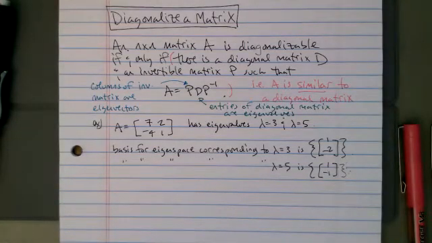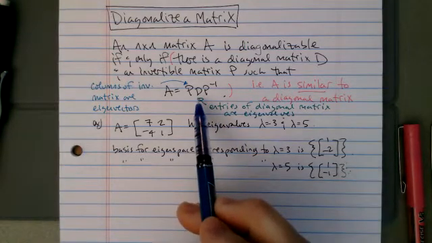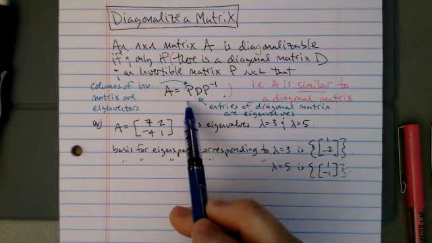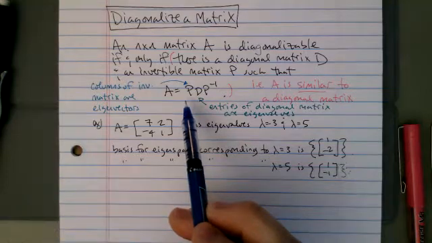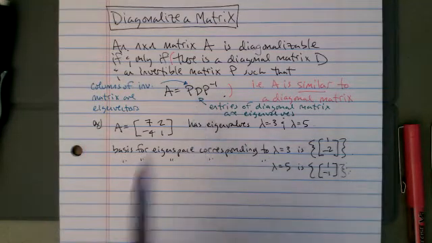So when we want to diagonalize a matrix, we need the eigenvalues to be the entries of the diagonal matrix and the eigenvectors to be the columns of the invertible matrix. So let's see how this works, because we have to be careful. We can't just throw all these things together.